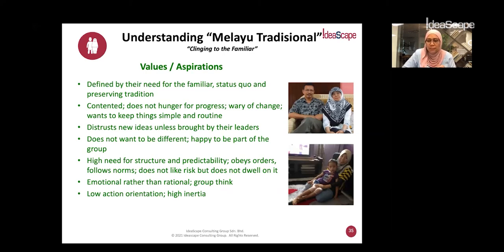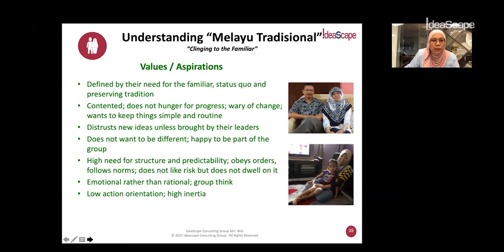And if they do change, it's because they trust the leader who brings the news for change. They don't want to be different. Happy to be part of the group. They don't want to stand out. They need structure, predictability, and they are the kind who will obey orders, follow norms. Do not get them to do something different or unique. If that's the way they have been cooking their noodles or their rice for a very, very long time, do not go and tell them, okay, you can start putting mayonnaise on top of your nasi goreng. It doesn't work with this segment.